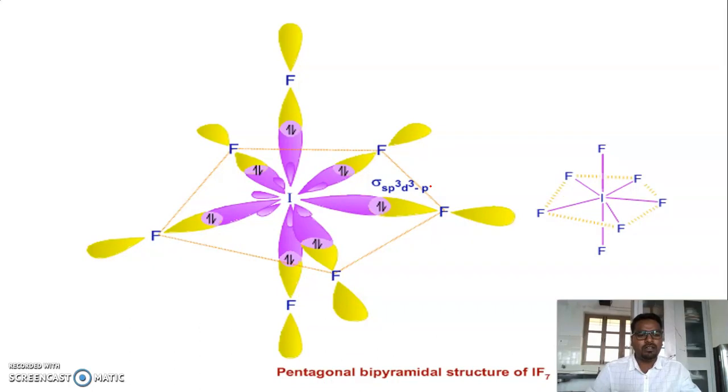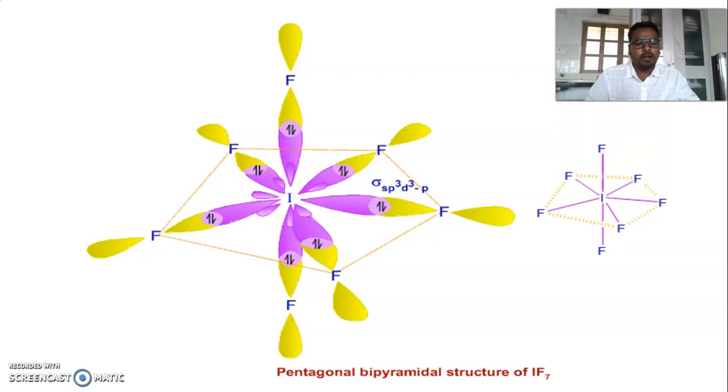In IF7 we find that there are no lone pair electrons, only bond pair electrons are present. In VSEPR theory we studied that if only bond pair electrons are present, it has the standard geometry. The standard geometry is distorted only when lone pair electrons are present, because of lone pair bond pair repulsion. But here there is no such case. There are no lone pair electrons, so it has pentagonal bipyramidal geometry.